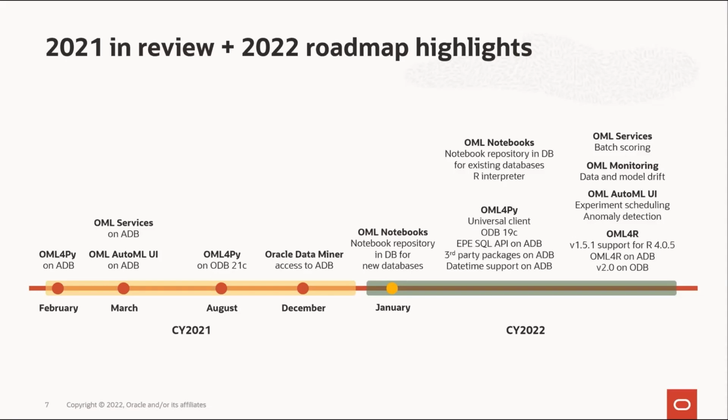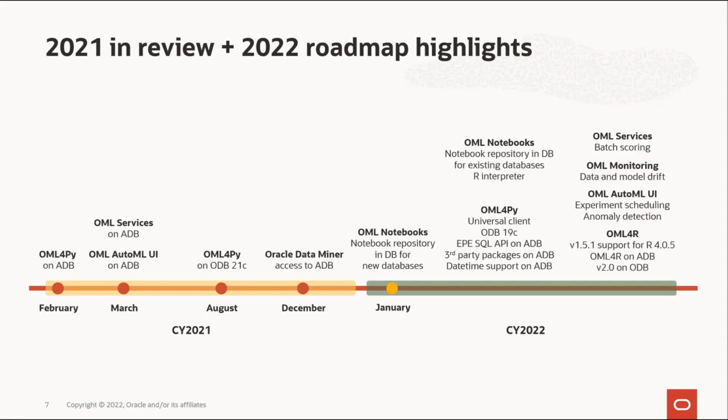Now, later this year, we're updating OML for R151 to be compatible with R405 for Oracle Database. And we'll be releasing a new Oracle R distribution in support of R405 as well. On Autonomous Database, we plan to add the ability to load third-party Python packages for use with OML for Pi's embedded Python execution and OML notebooks. This is a much requested feature. Third-party package support is already available for OML for Pi on Oracle Database and Database Cloud Service. And this feature will allow users to leverage the broader Python package ecosystem with Autonomous Database.